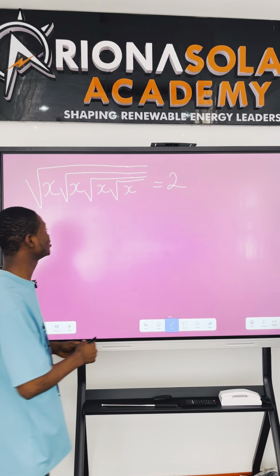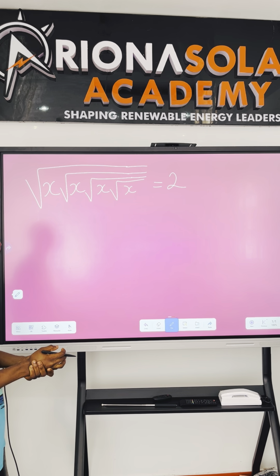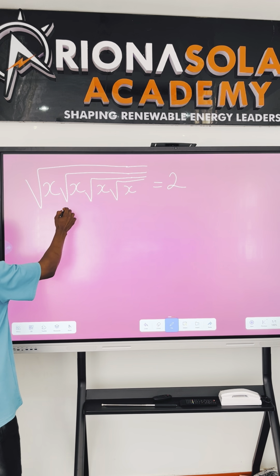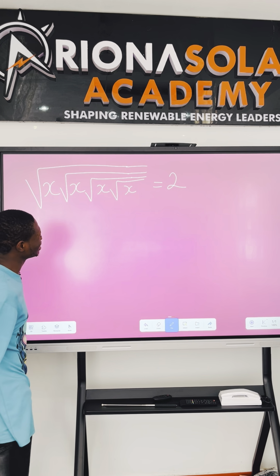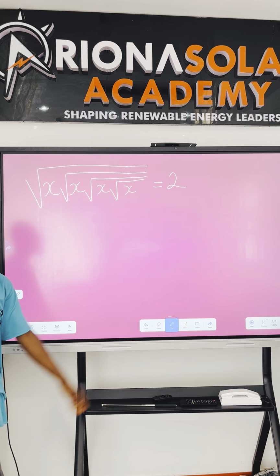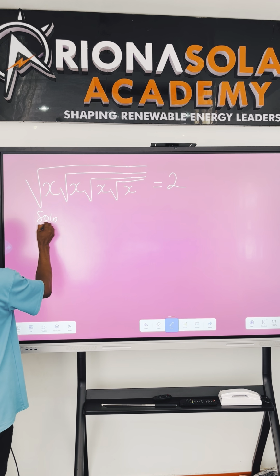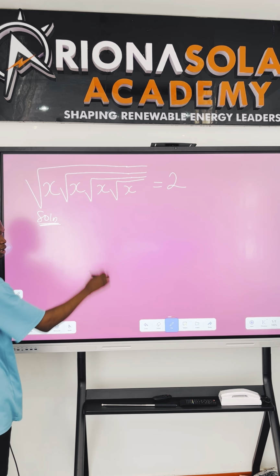In today's class, we are going to solve this nested radical. We have square root of x times square root of x times square root of x times square root of x is equal to 2. So we write our solution. How can we solve this question?